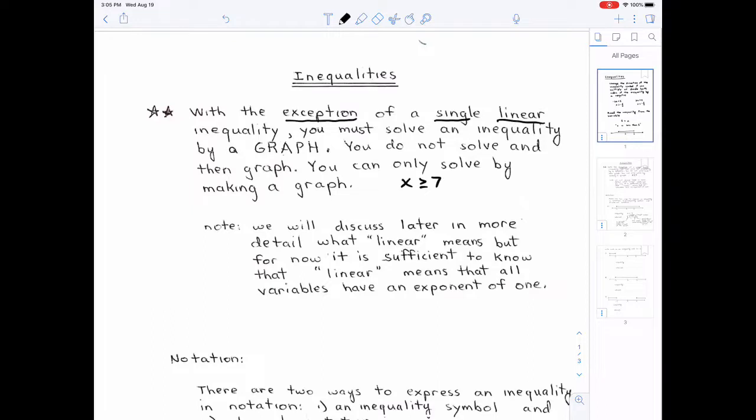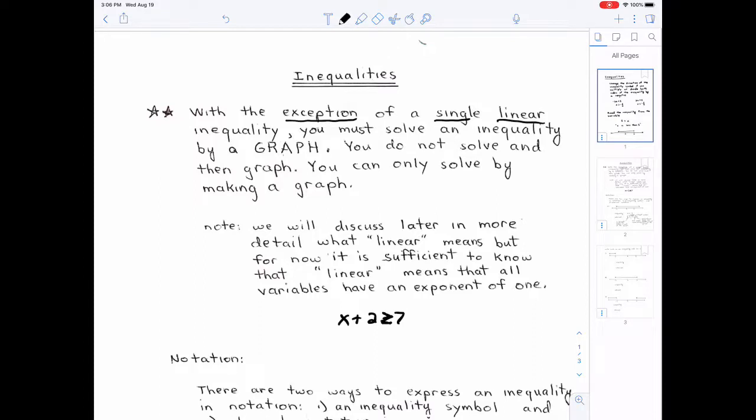That's a single inequality, right? There's one of them, okay? That's pretty straightforward. There is just one of them. What does linear mean? It's really more complicated than this, but for now, linear just means you have a variable exponent of 1. So for instance, don't write this down, just listen. That is a single, because there's only one inequality, linear, because the variable exponent, x is to the first power, that is a single linear inequality.